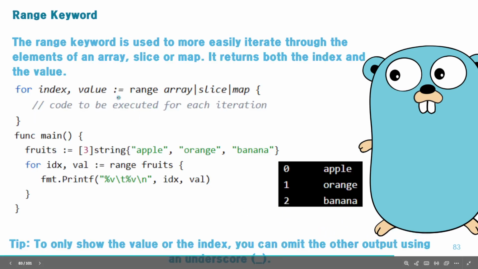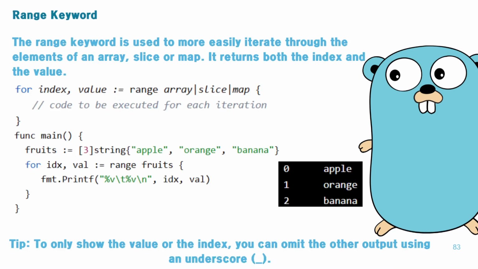Range keyword. The range keyword is used to more easily iterate through the elements of an array, slice or map. It returns both the index and the values. So here if you see, this is the syntax where we are writing range, then the name of the array, slice or map, which will return us index and values, and we are basically doing some operation on them.